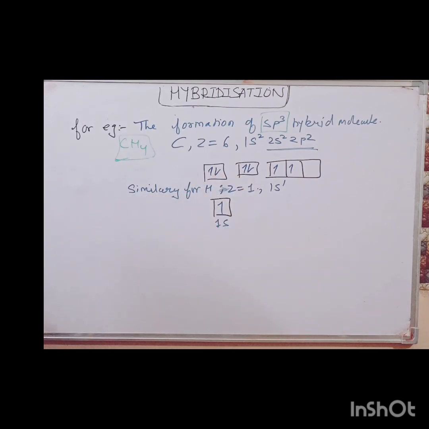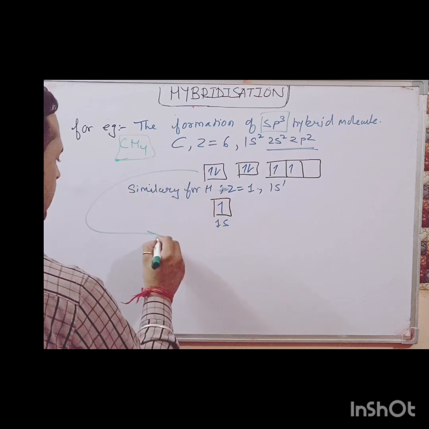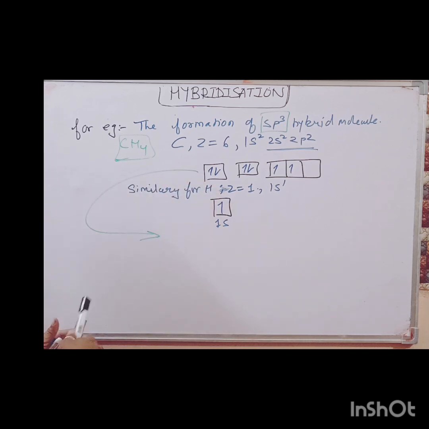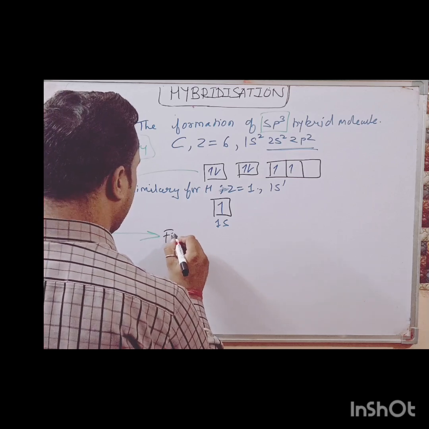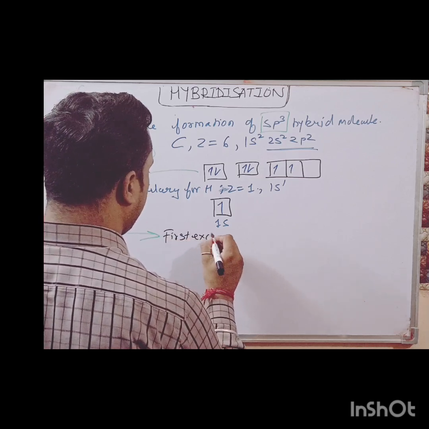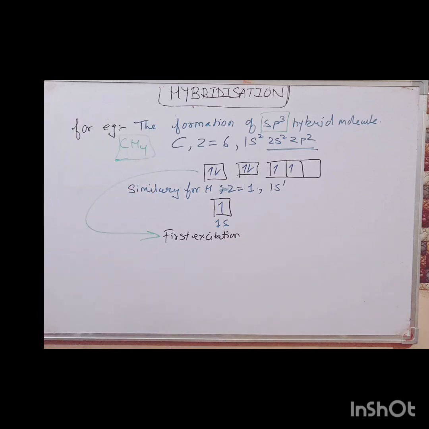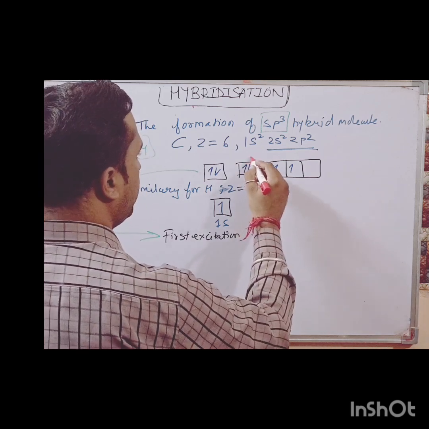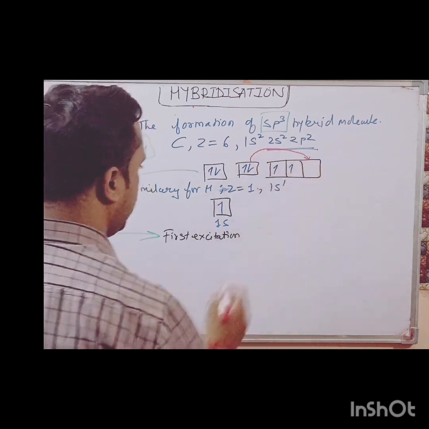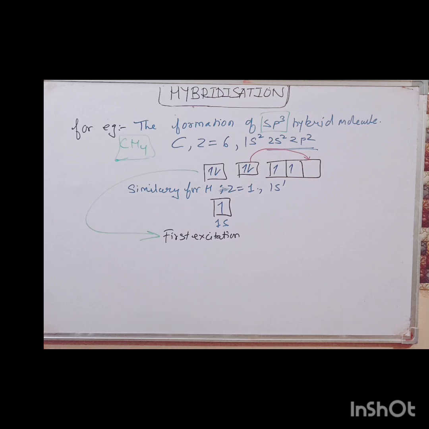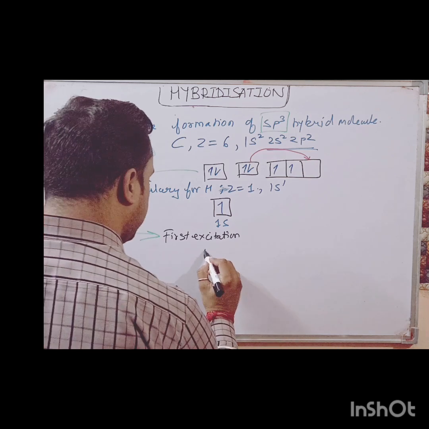There would be the excitation of the electron, also called the first excitation. What will happen during the first excitation? The electron from this orbital will jump to this orbital.